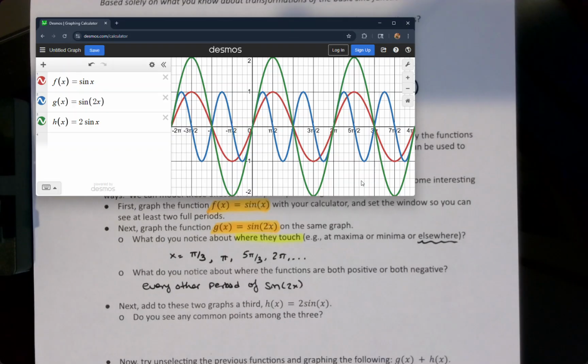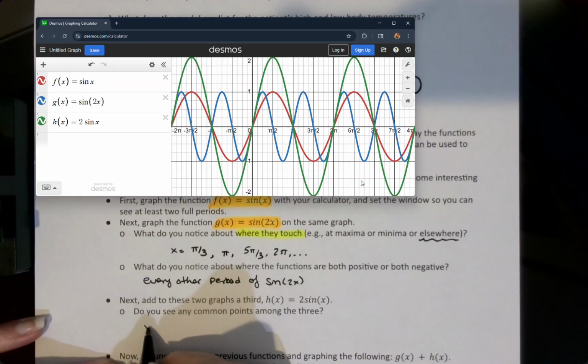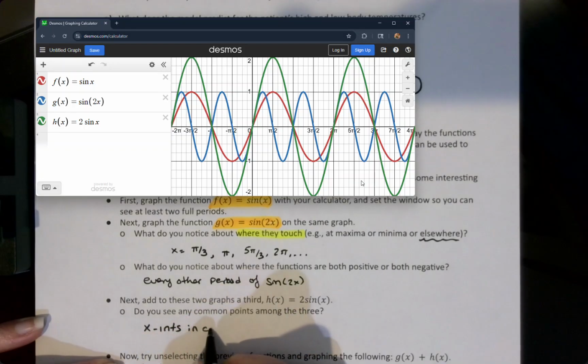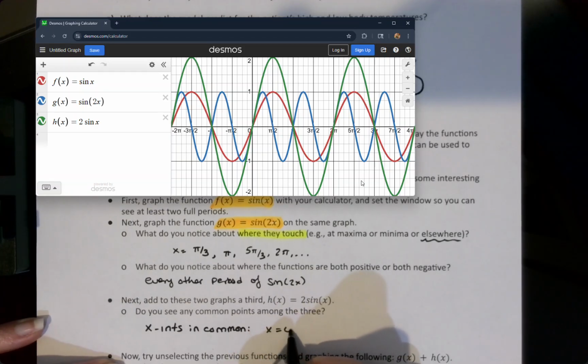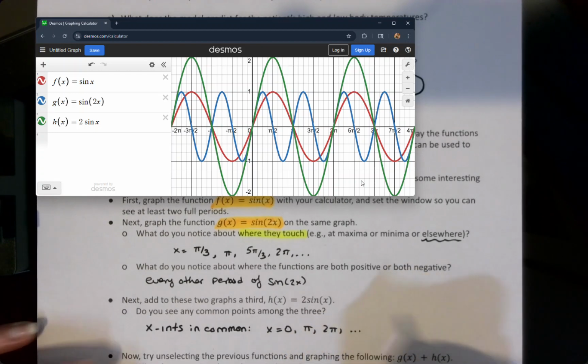Okay, so we have some x-intercepts in common. So we've got x equals 0 and pi and 2 pi and so on. And those are the x-intercepts for the original function. They're every other x-intercept for the horizontally shrunk function, and they match the x-intercepts for the vertically stretched function.